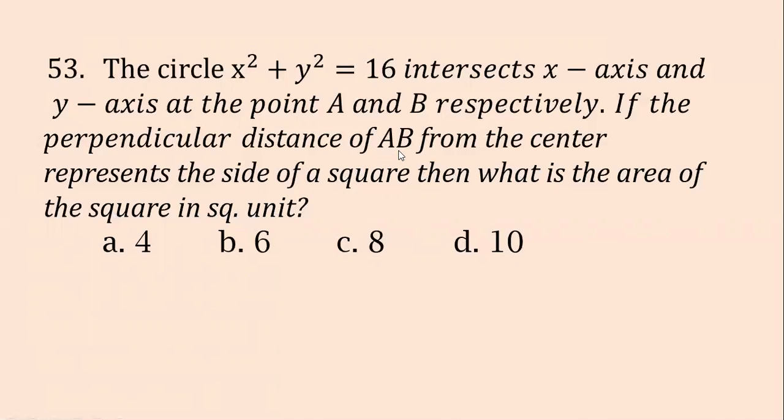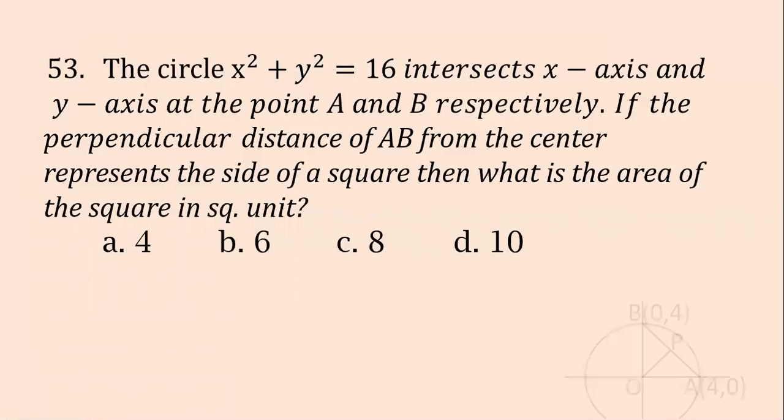So what is the side? We have to understand it clearly. A and B are the intersection points of this circle with the x-axis and this circle with the y-axis. And the perpendicular distance from the center to AB is the side of the square. The perpendicular distance from the center of this circle to AB is the side of the square.